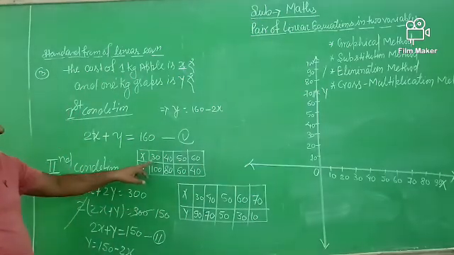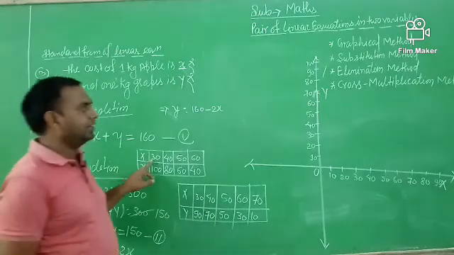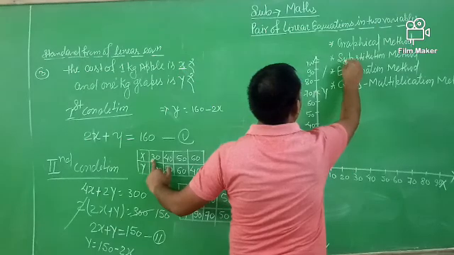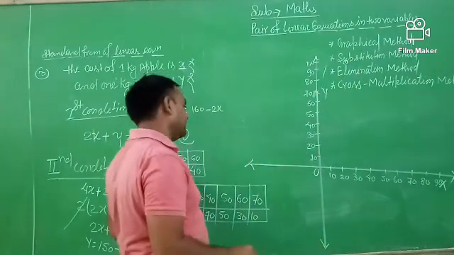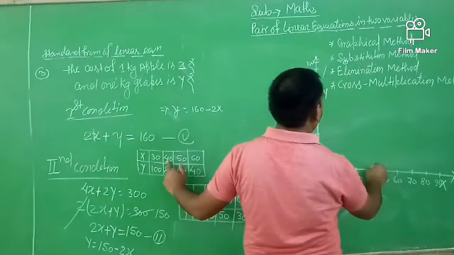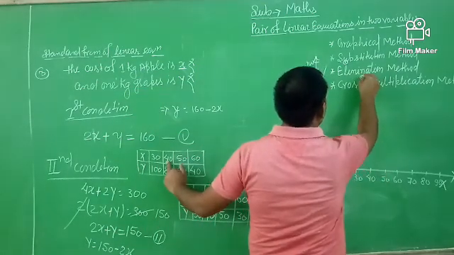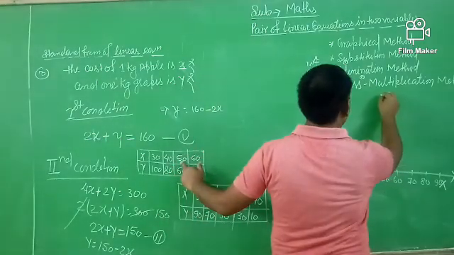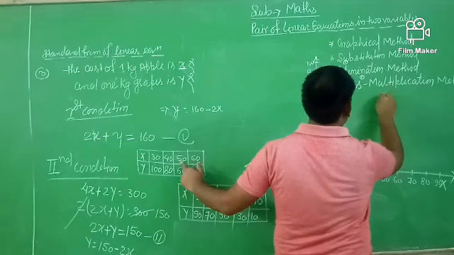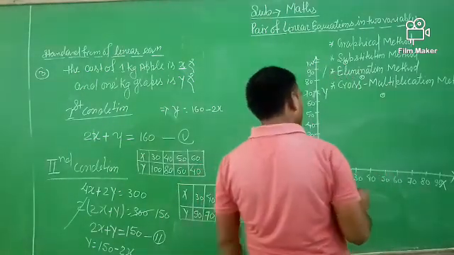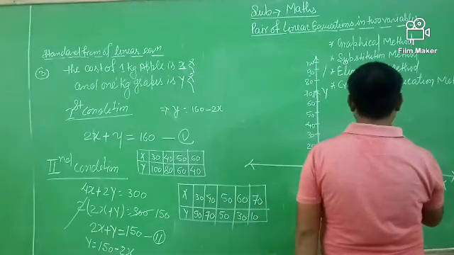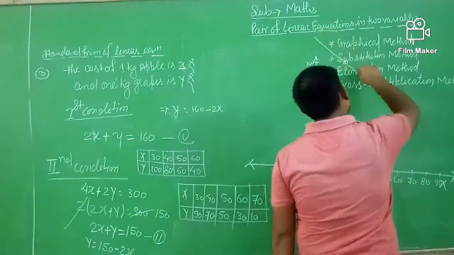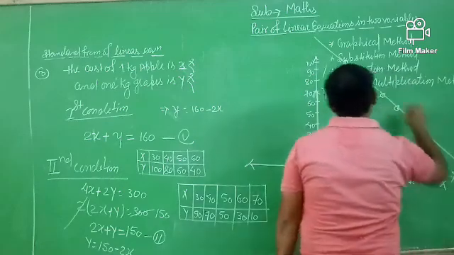So first you see, x is equal to 30, then y is equal to 100. So this is the point. If x is equal to 40, then y is equal to 80. X is equal to 50, then y is equal to 60. X is equal to 60, y is equal to 40. So you take these points and can draw a line. So this is the line.